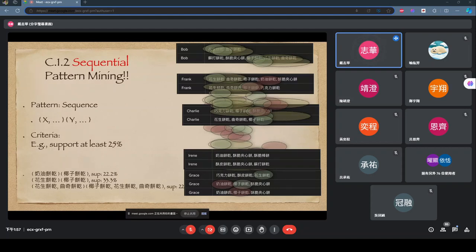And then it will trigger the purchase of another product. But what is that? What is the specific product being purchased? We have no idea. We will leave those parts to the data. This is sequential pattern mining.